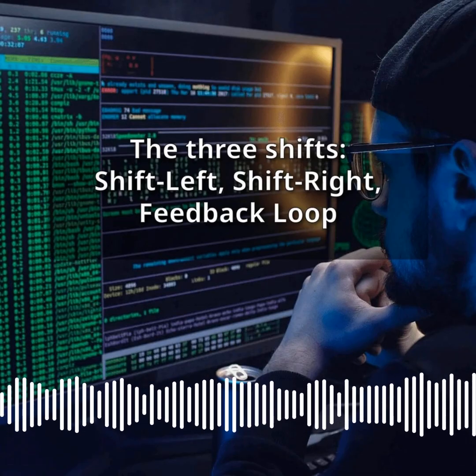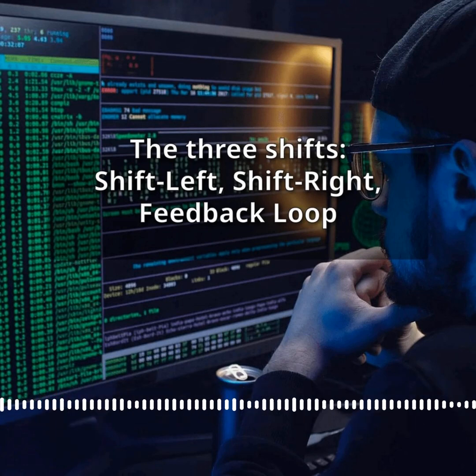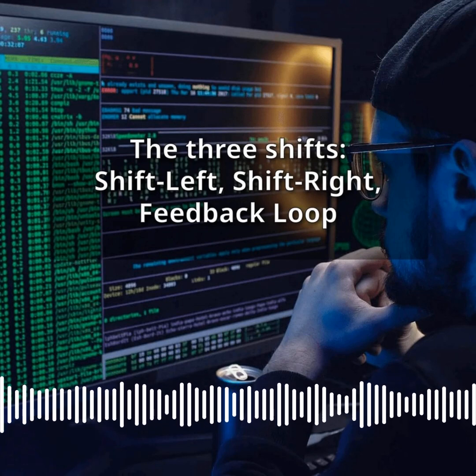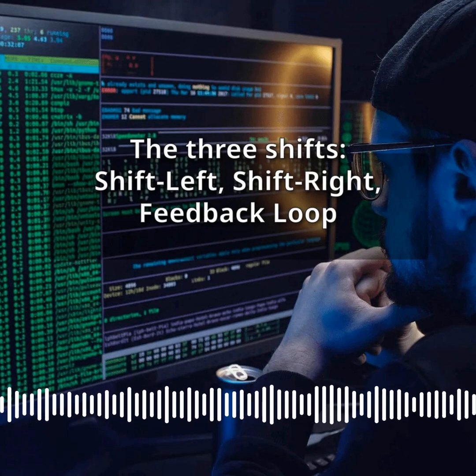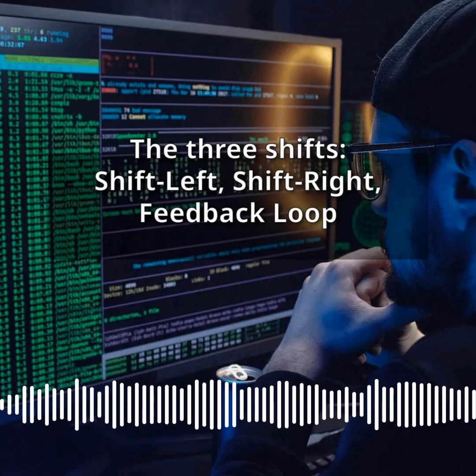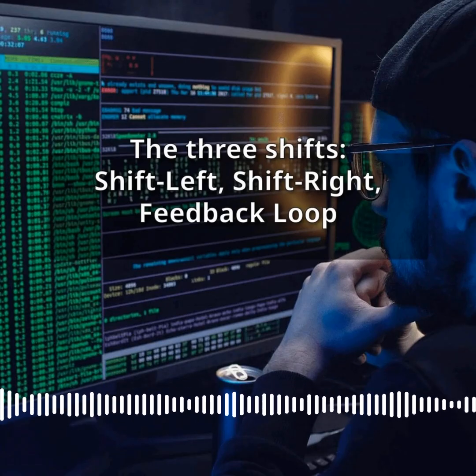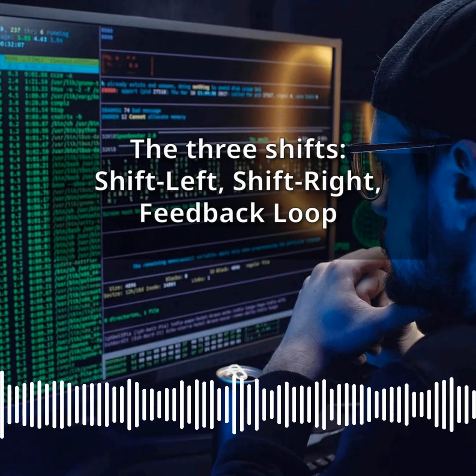In a broader organizational sense, the feedback loop creates what practitioners call a learning security organization, one where security incidents are not treated as embarrassments to be hidden but as valuable data points that drive continuous improvement. Why these three shifts work together?